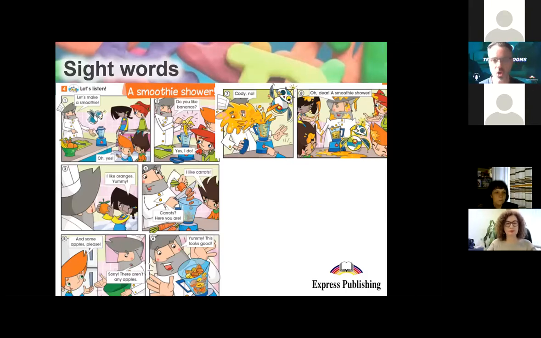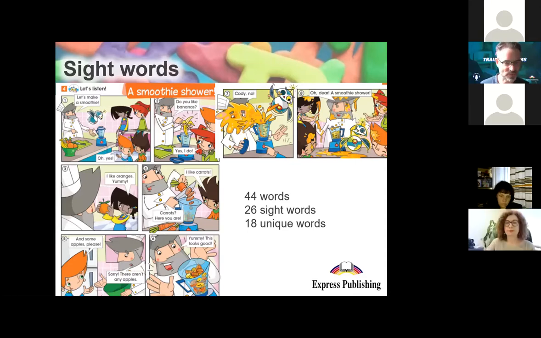In this text, normal for this kind of level, when learners are still learning to read, there's a total of 44 words. Of those 44 words, 26 of them are what we would call sight words, very common words that we can learn just by looking. Only 18 of them would actually need sounding out because they're not likely to have come across them before. For example, smoothie, banana, not very common, yummy, things like that.